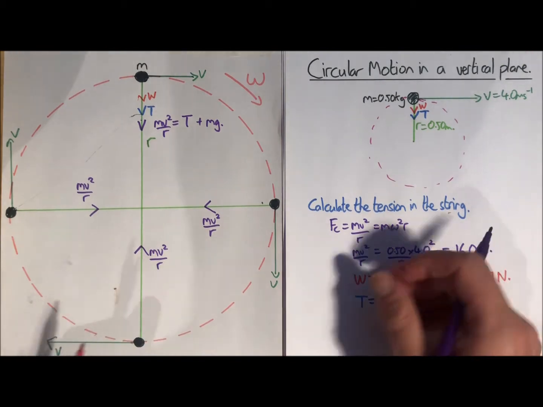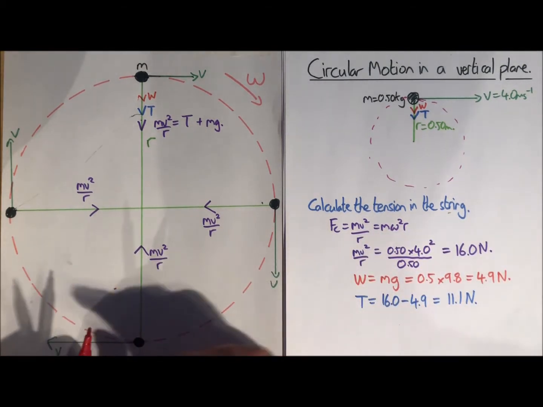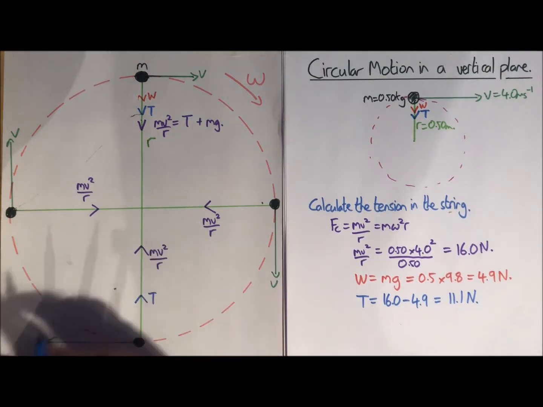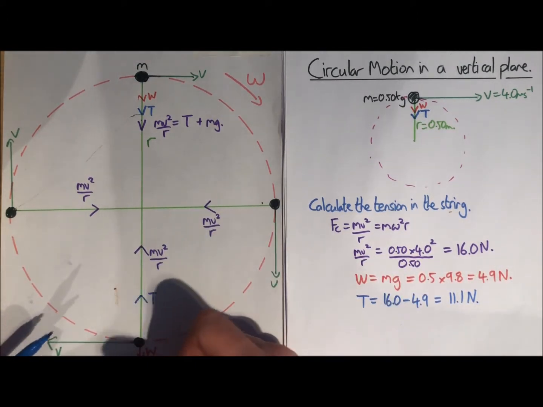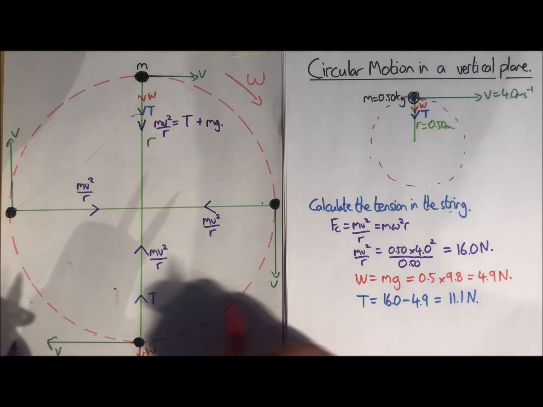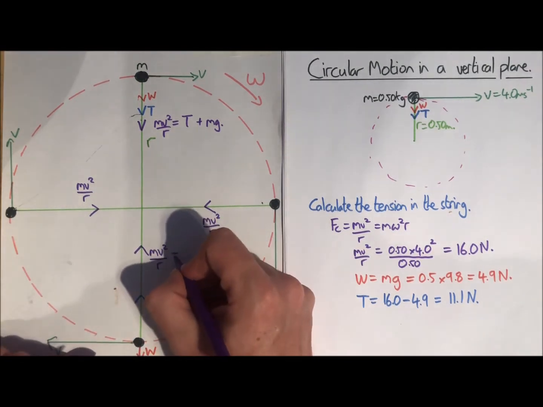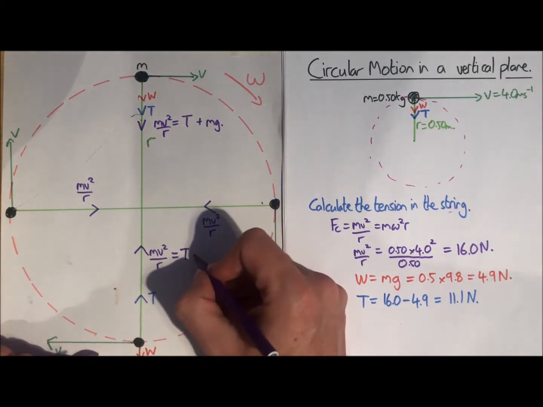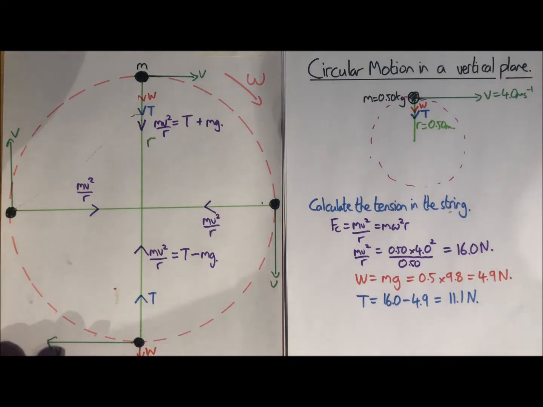At the bottom, we've actually got a slightly different scenario. We've still got tension towards the centre, but our weight now is acting downwards. Just about got that on, haven't I? Good. Okay, so we've got to bear in mind that here, mv squared over r is going to be the tension, which is in the same direction, minus the weight, because that's acting in the opposite direction. Okay, and that's important to bear in mind.